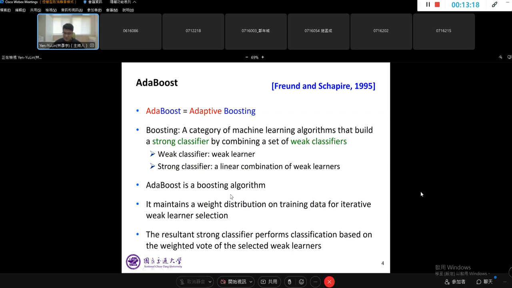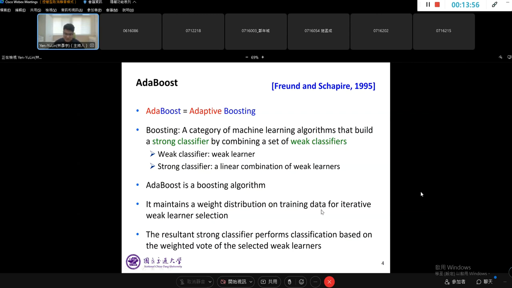First of all, we need to have a set of training data to derive a classifier. In AdaBoost, we maintain a weight distribution. Most specifically, we assign a weight to each particular training datum. The weight is used to indicate the importance of this training data. So we will assign a higher weight to training data that is difficult to classify.